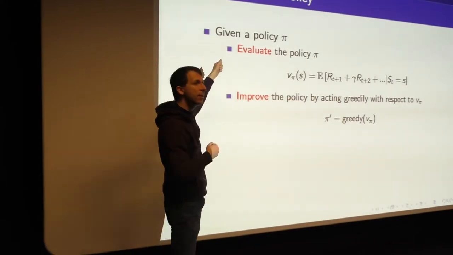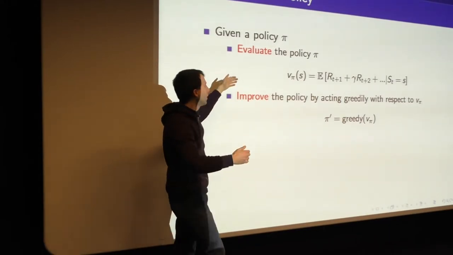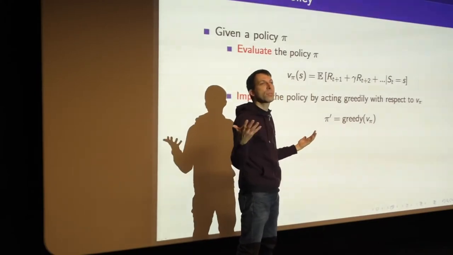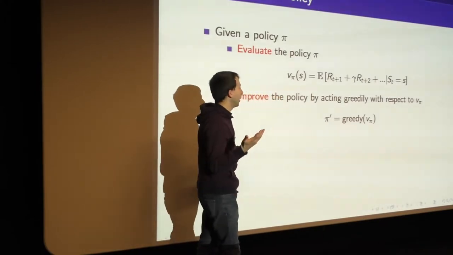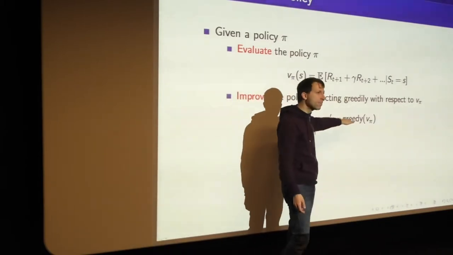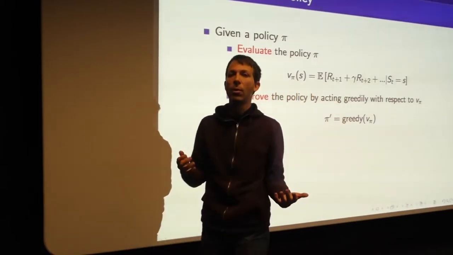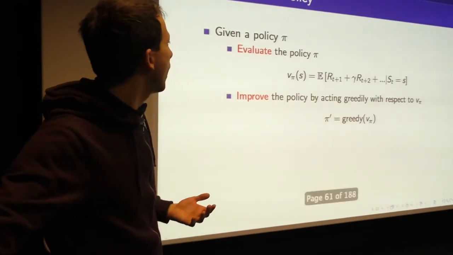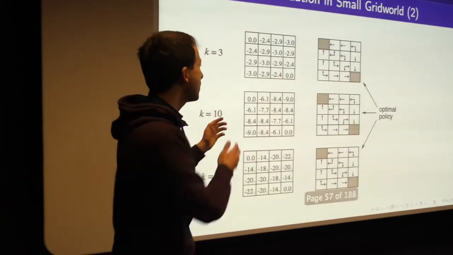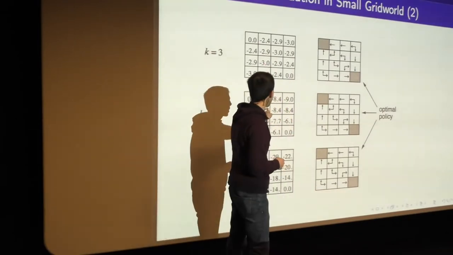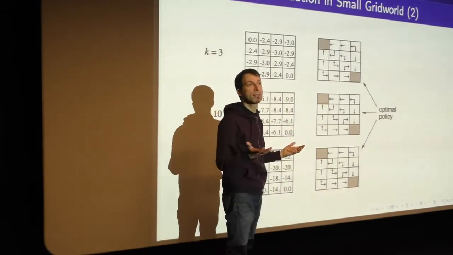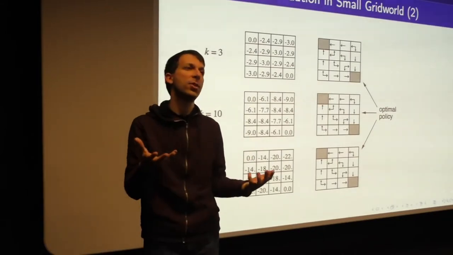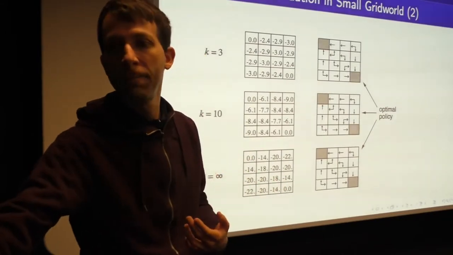So you start with a policy, you evaluate that policy, and then you act greedily with respect to the numbers that you filled in. You act greedily with respect to your value function. We'll define precisely what we mean by greedy, but essentially we mean precisely what we saw in the last example, where you just look ahead. You look ahead in each direction, and you pick the one which is the best. You consider each action, and you look at the value of where it takes you, and you pick the one which is best. That's what it means to act greedily.